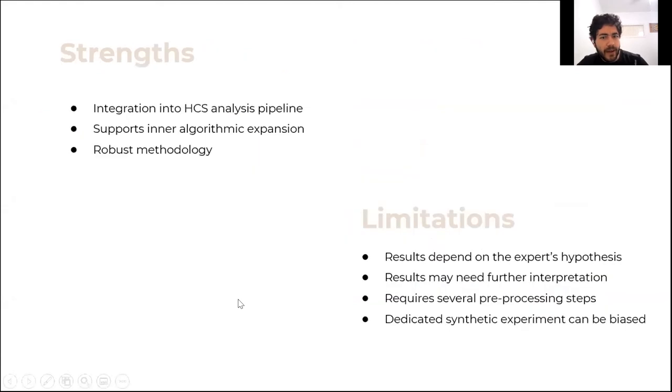Let's move on and talk about the strengths and limitations of the proposed approach. First of all, let's talk about the strengths. The regression plane method integrates into the high content screening analysis pipeline, as we saw, and provides an additional tool to analyze the data. Next, the method enables the usage of various regression models and a variety of active learning techniques to help with the learning. As we said earlier, the method was used on three different data sets and a synthetic data set, showing the robustness of the methodology of using the regression plane.